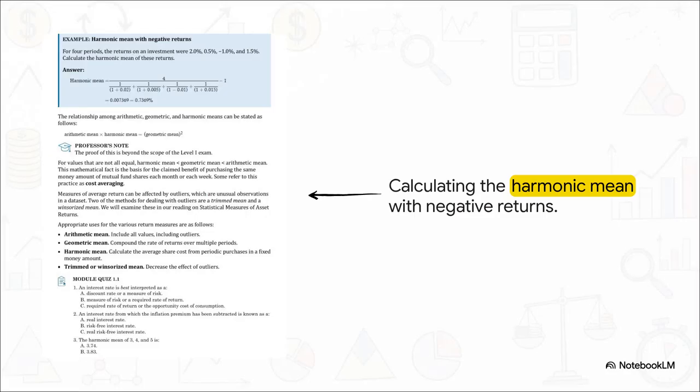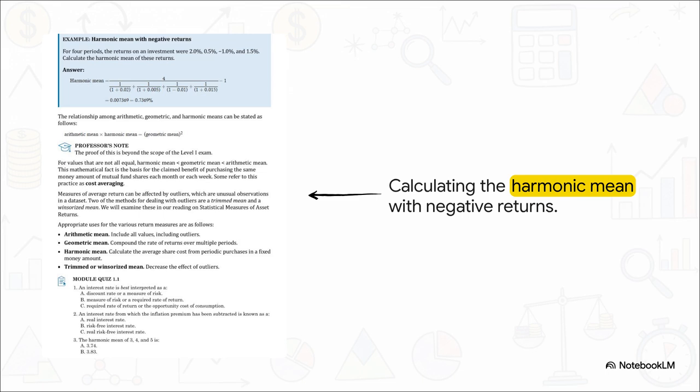Let's zoom in on one very specific measure of that central tendency, the harmonic mean. This calculation is a huge deal when you're practicing cost averaging, making periodic fixed money purchases of something like mutual fund shares. As a mathematical rule, the harmonic mean is always less than the geometric mean, which in turn is less than the arithmetic mean.